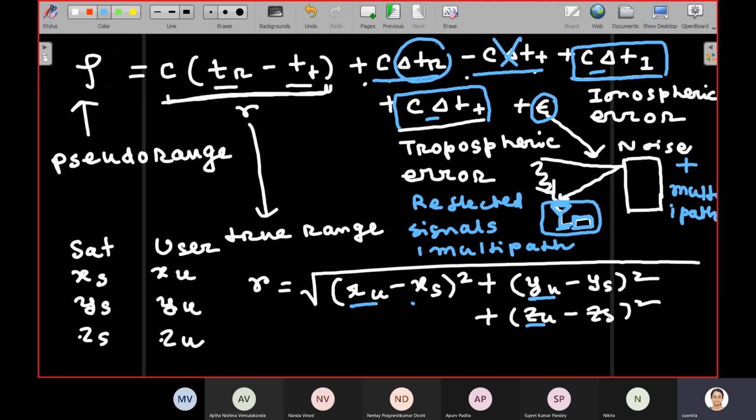This is for position. Now, if the receiver measures the rate of change of rho, the pseudo-range rate, then using the pseudo-range rate measurements, it is possible to find the user velocity also. Okay.